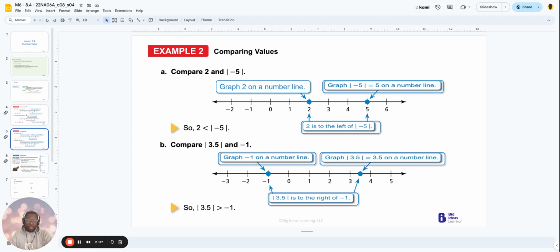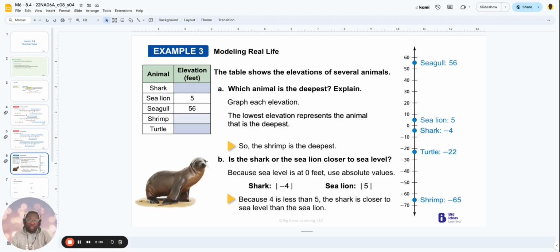Let's just do a real world example. We have this real world model here of a shark, a sea lion, a seagull, a shrimp, and a turtle. The table shows the elevation of several of the animals. The seagull is at +56, the sea lion is at +5, the shark is at -4, the turtle is at -22, and finally the shrimp is at -65. Which animal is the deepest? When we take a look at this, the one that's lowest on the number line is -65. Therefore, the shrimp is the deepest.